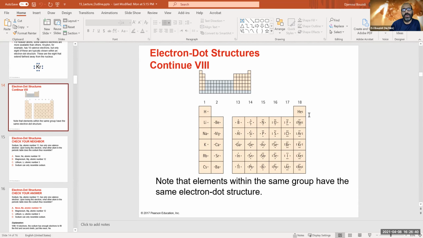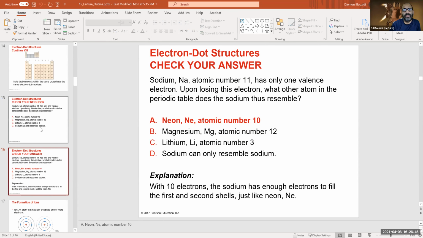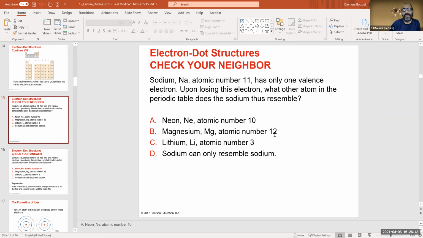So lithium, when it loses 1, it looks like helium. The correct answer is neon. When it loses 1, it's not going to be 12. It has 11 electrons already. And in here, for somehow, it's already the third group. It ends up in the second group. They're completely the same chemical. No, that's not true. Okay.